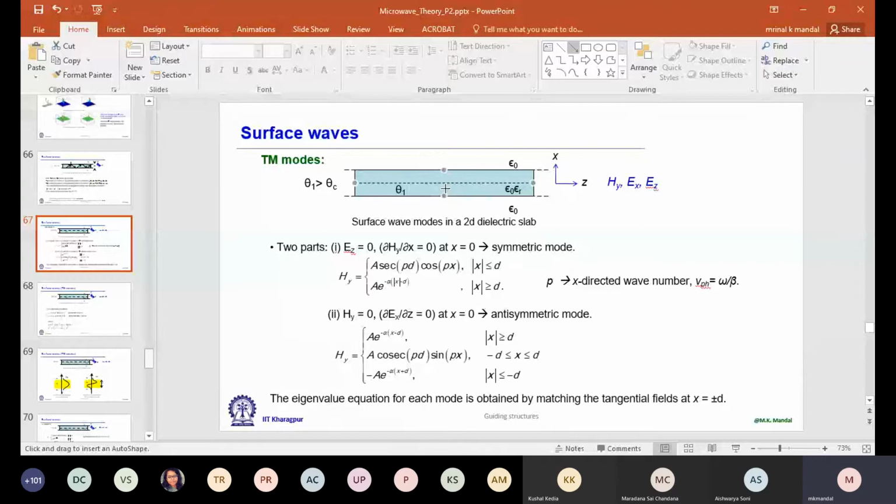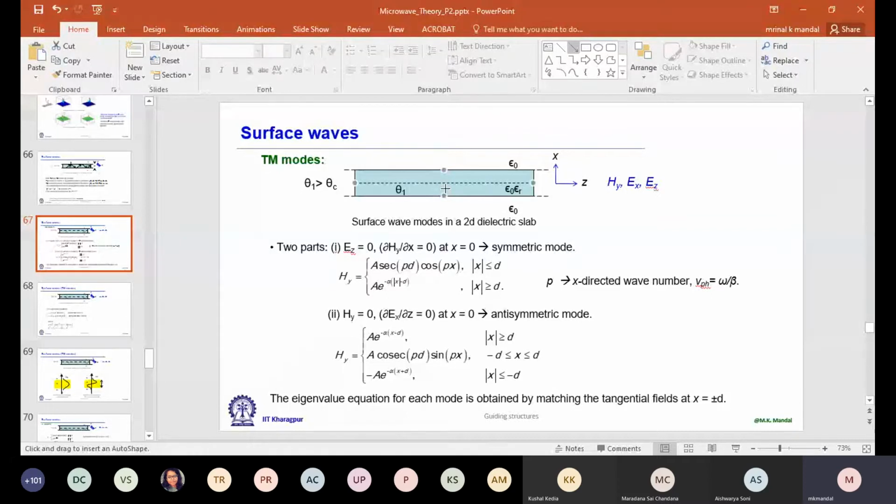If I consider TM mode, another piece of information: whenever we use two dielectric materials, you remember this point, we always have hybrid mode generation. Here also we are using two dielectric materials. One is epsilon R, another one is air, an inhomogeneous medium. So here also, just like microstrip line, we have hybrid mode generation. That means we have to deal with all the 6 components of electric and magnetic fields.